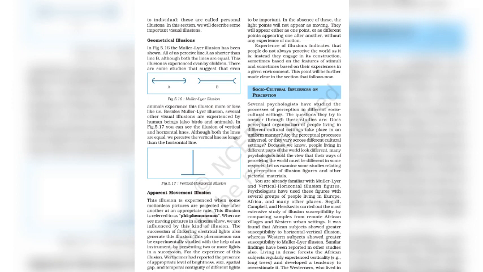Living in dense forests, the African subjects regularly experienced verticality, for example, long trees, and developed a tendency to overestimate it. The Westerners who lived in an environment characterized by right angles developed a tendency to underestimate the length of lines characterized by enclosure, for example, arrowhead. This conclusion has been confirmed in several studies. It suggests that the habits of perception are learned differently in different cultural settings.